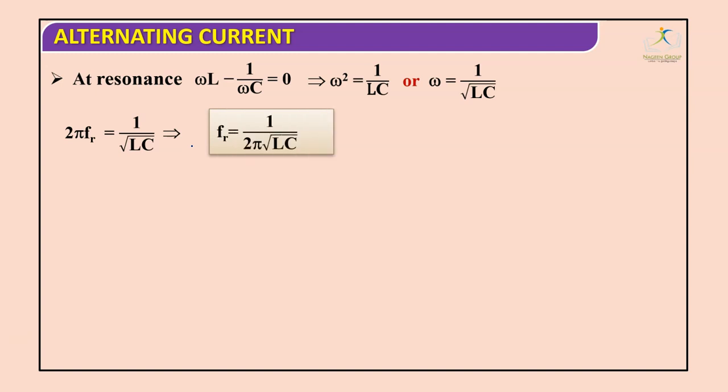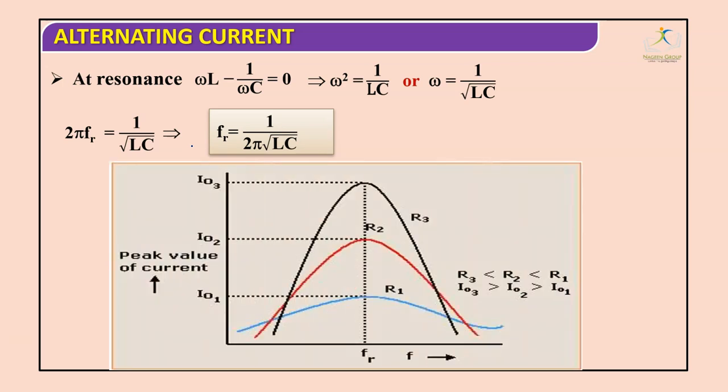And the frequency value we can calculate is 1 by 2 pi under root LC. This is a resonance circuit diagram. If we move in the upward direction with the frequency, there will be a flat curve, as you can see. This is R1. What is the R1 showing?